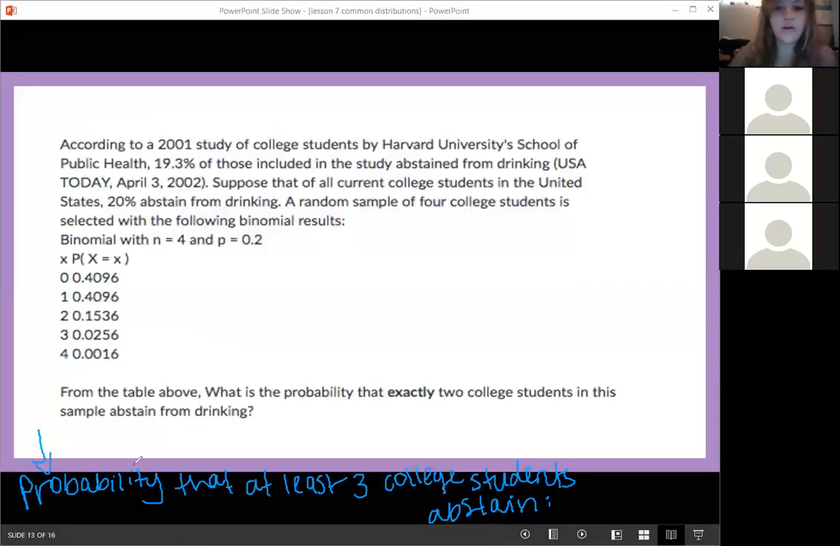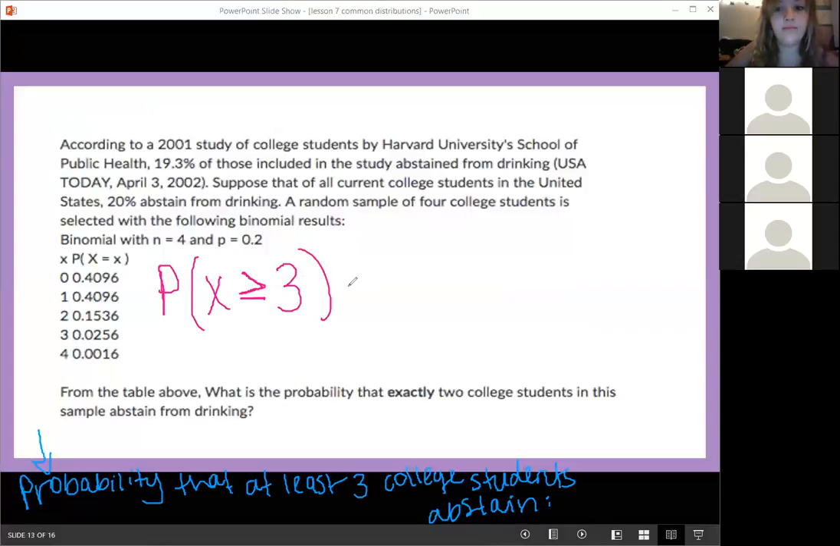Okay, so probability that at least 3 college students abstain. When you say at least, we're saying that amount minimum, basically, or more. So we're saying at least 3. So X can be equal to 3, but it can also be greater than, because it's at least. Okay, so at least 3.